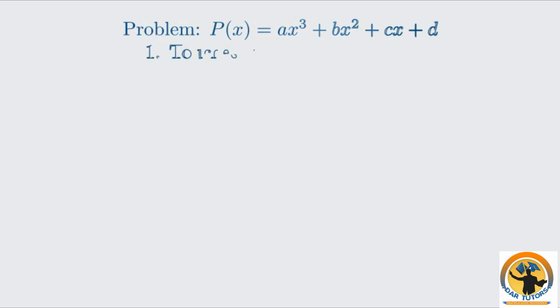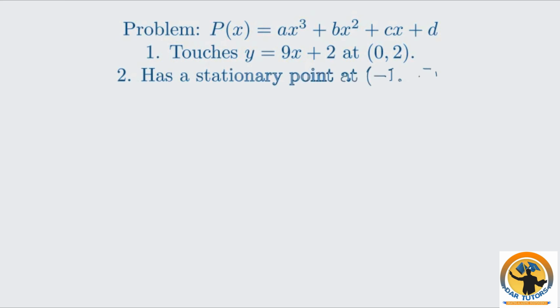Let's conclude with a final challenging example. We are given a cubic polynomial p of x equals x cubed plus bx squared plus cx plus d. We are told it touches the line y equals 9x plus 2 at the point (0, 2), and has a stationary point at (-1, -7). Our goal is to find the polynomial p of x. This problem gives us 4 pieces of information, which is perfect since we have 4 unknown coefficients, a, b, c, and d. We will translate each piece of information into an equation.